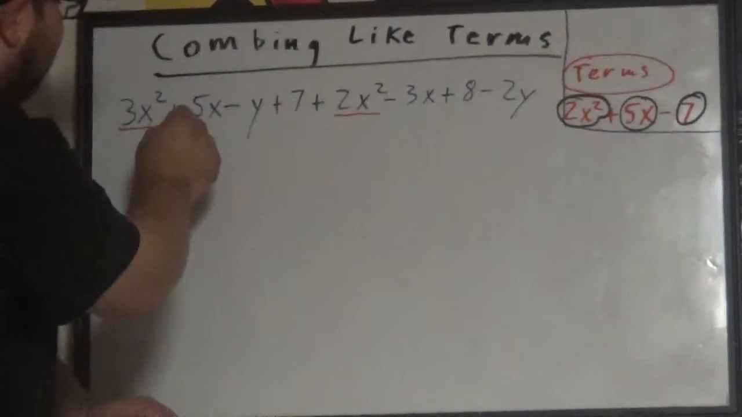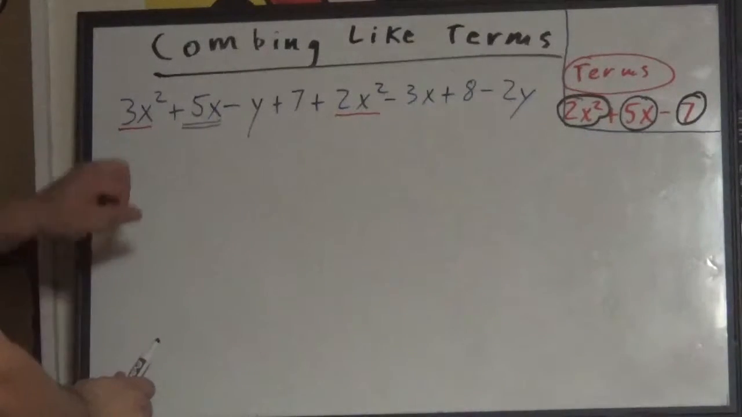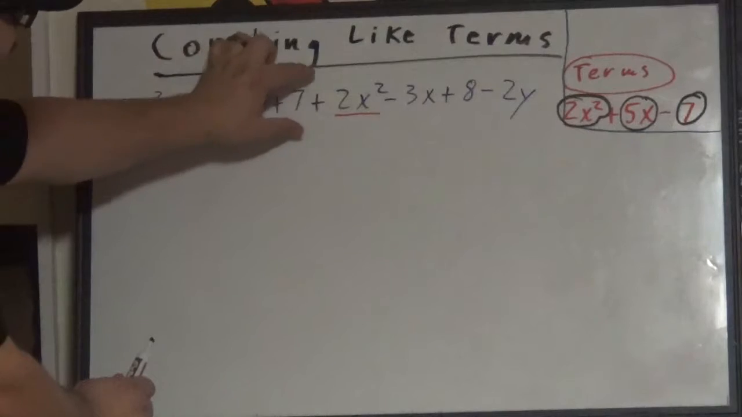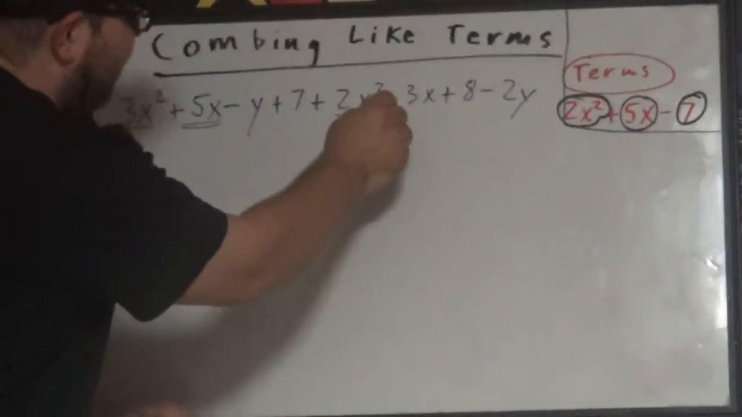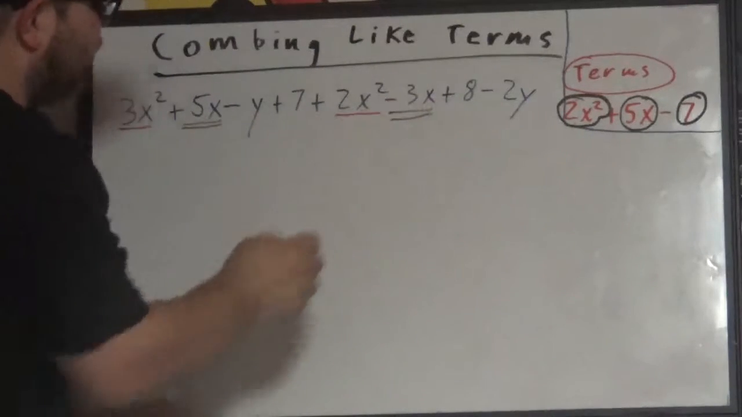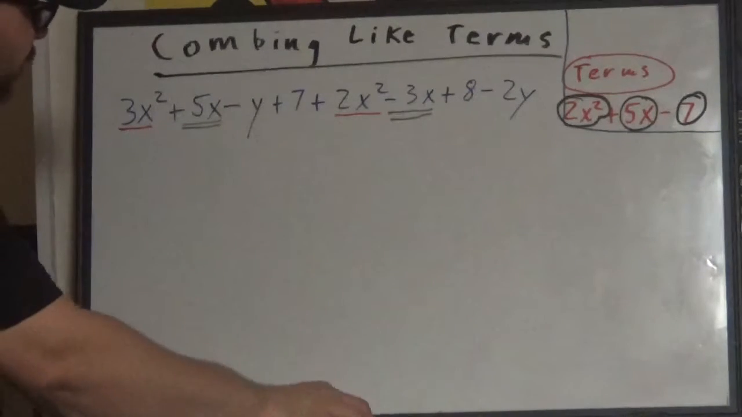So next I go to x, the 5x. Well, 5x, if you look at it, what other x's do we have? Again, we have the minus 3x. So I'm going to underline that twice and go down. And that's another like term.